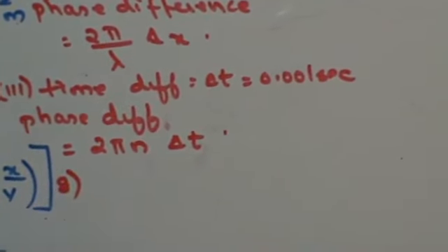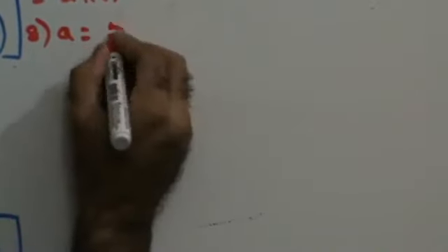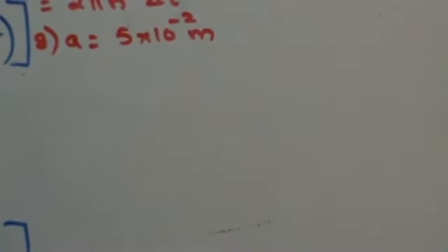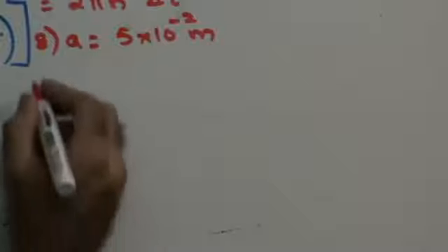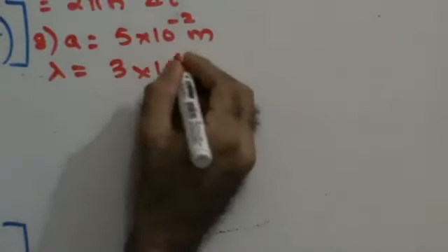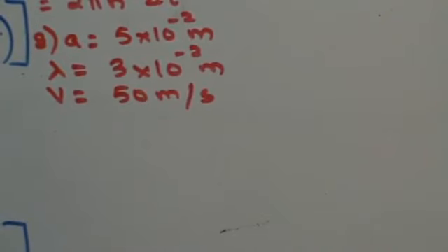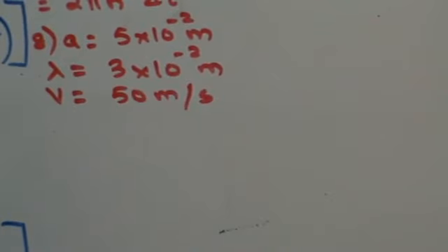Write down the equation of a wave having an amplitude of 5 into 10 raised to minus 2 meters, wavelength 3 into 10 raised to minus 2 meters, velocity 50 meters per second, traveling along positive direction x-axis.